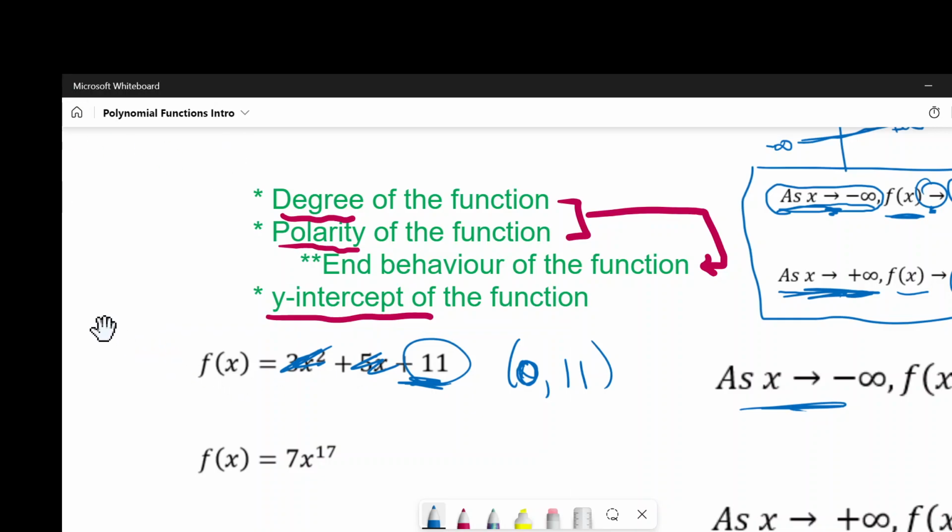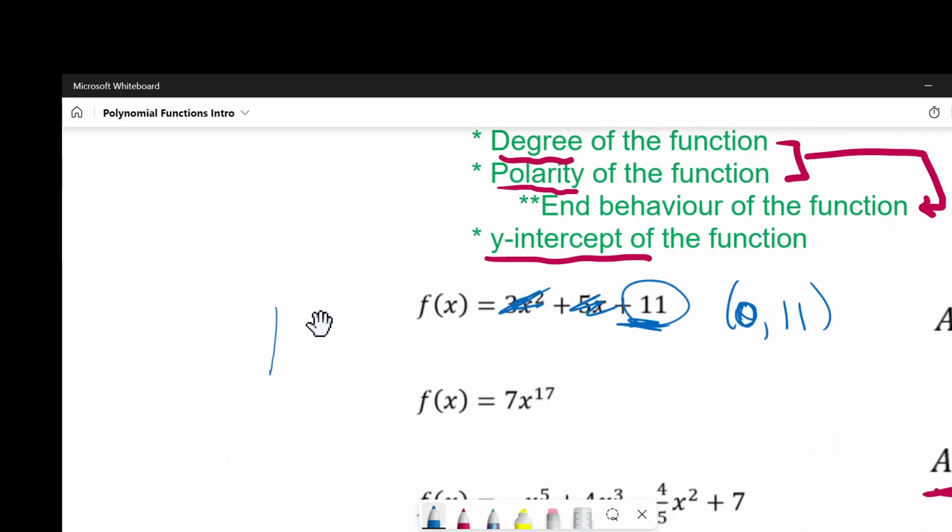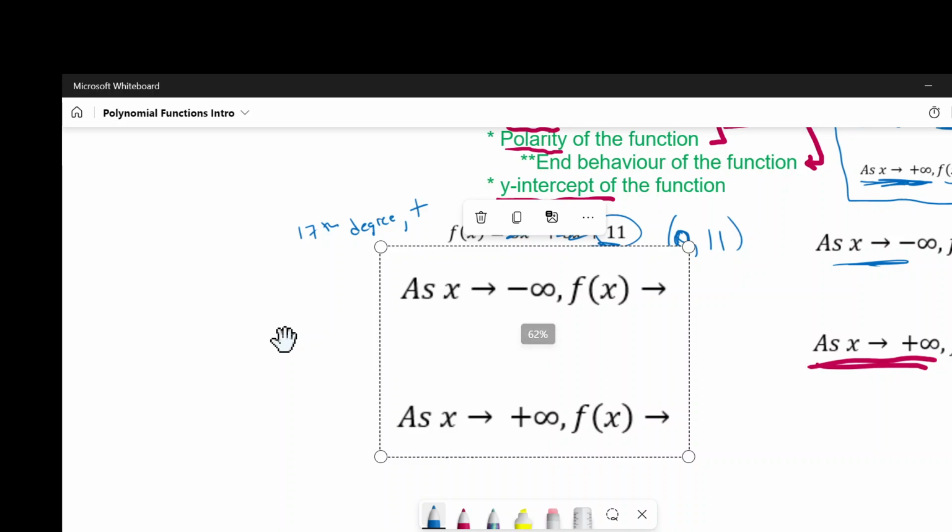So let's make sure we can do this. Here's another standard form equation. Let's make sure we can go through these statements we need to make. Can we tell the degree of the function? The degree is 17. That's the highest and also the only exponent on x. The polarity, so I'm looking now at the leading coefficient. The polarity is positive, so it is a positive 17th degree, which means I can now write my end behavior statements.